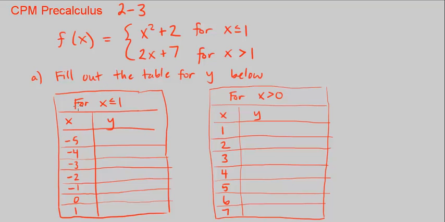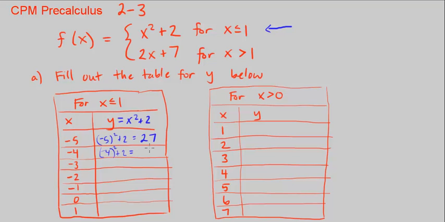Okay? So for x less than or equal to 1, that's over here. We know that whatever the x value is, the y value is equal to x squared plus 2, right? So when we have the x value negative 5, what is going to be the y value? It's just negative 5 squared plus 2, which is 25 plus 2 is 27. Negative 4 squared plus 2, right? We're just plugging in the x value to get our y output.